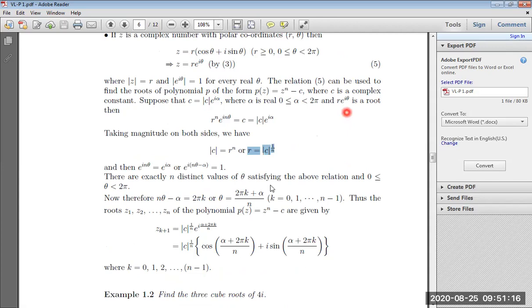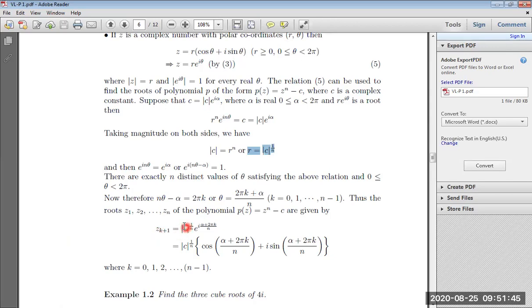Okay, so what is the value of r? In general, I will write the root like this, z k plus 1. If I take k is equal to 0, I will get the first root z1. If we take k is equal to 1 in this expression, you will get the second root z2, and so on. If we take k is equal to n minus 1, that will give you z k plus 1, the nth root. So what is the root? r into e to the power i theta.